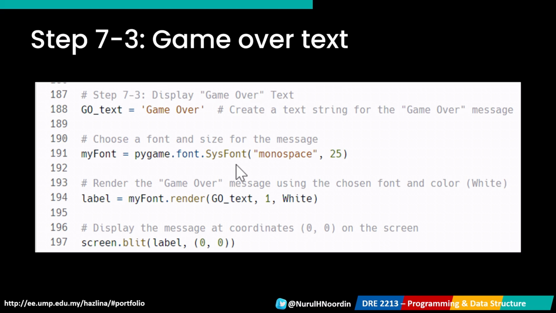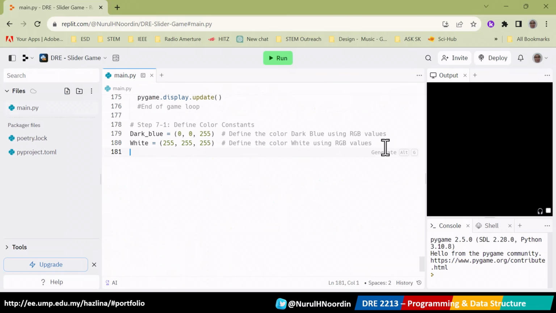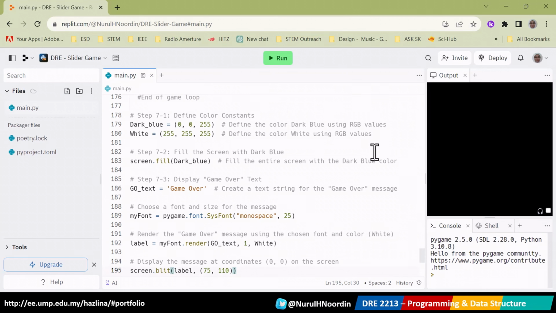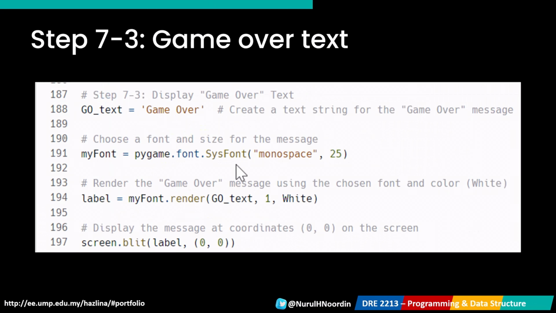The game over message is a crucial element in concluding the game. It signifies the end of the player's journey and adds a sense of closure to the gaming session. In step 7.3, we display the game over text on the screen. It's a simple text, yet a powerful way to acknowledge the player's effort and signal the conclusion of the game.